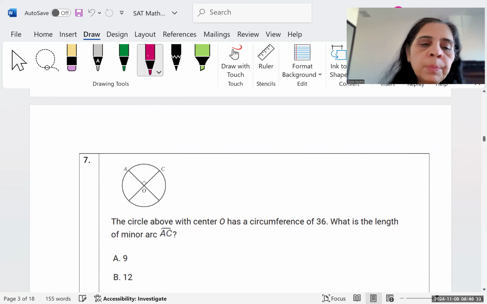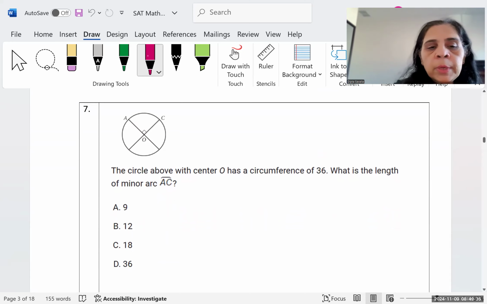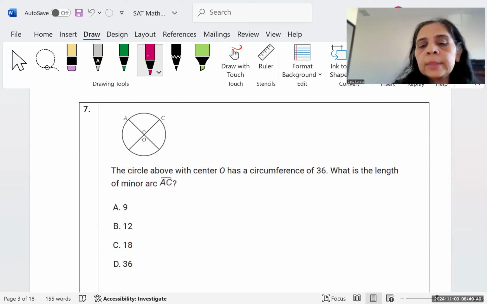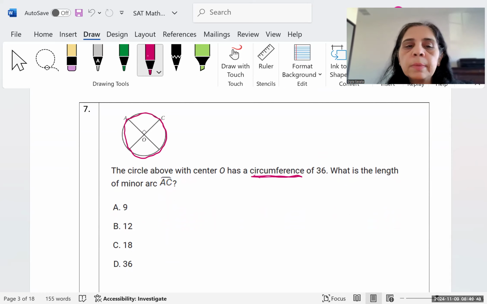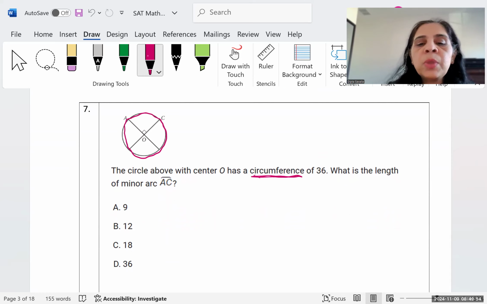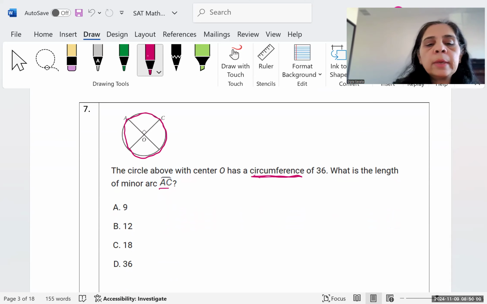All right, number 7, we are given a circle. The circle above with center O has a circumference. What does circumference mean? It is the outer length of the circle. When we have a polygon, we use perimeter because we have all sides and we add them. But for circumference, we don't have sides, we have a curve. So we use the word circumference. Circumference is 36. What is the length of the minor arc?